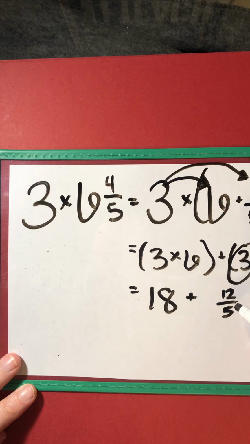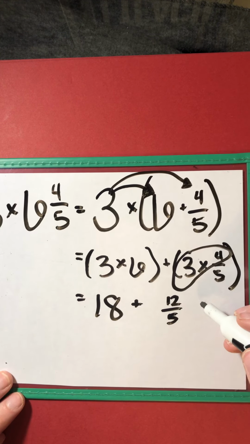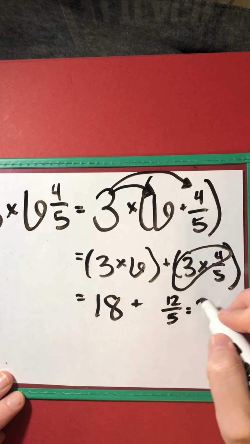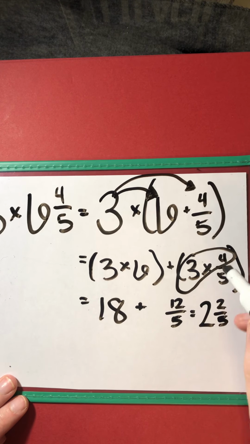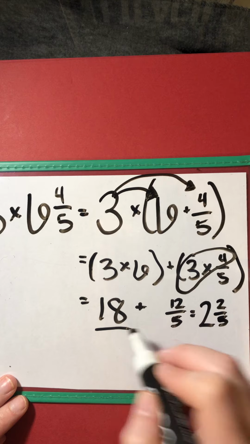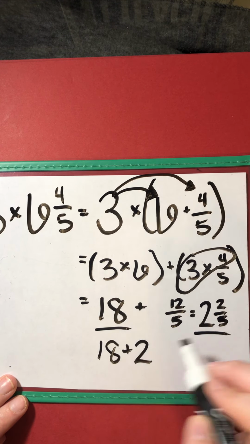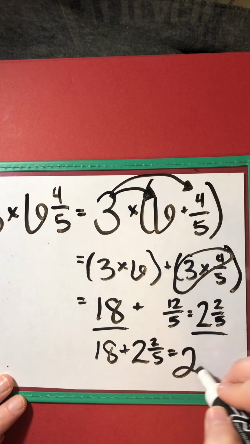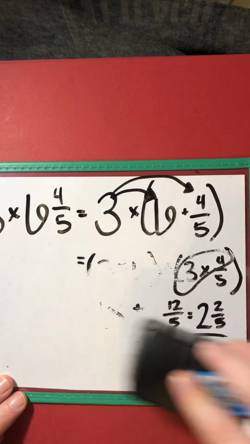I don't want to leave it as an improper fraction, so I am going to change this to 2 and 2/5. Okay? So now all I have to do is add this 18 and this 2 and 2/5, to give me an answer of 20 and 2/5. Okay? Let's try another one.